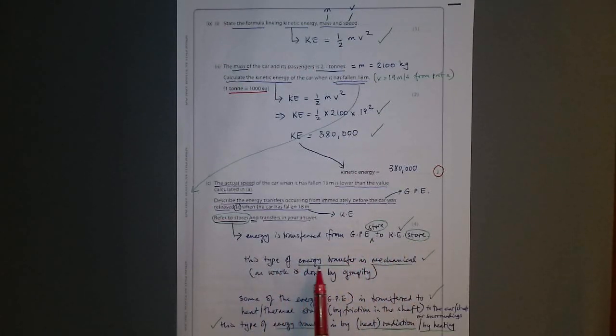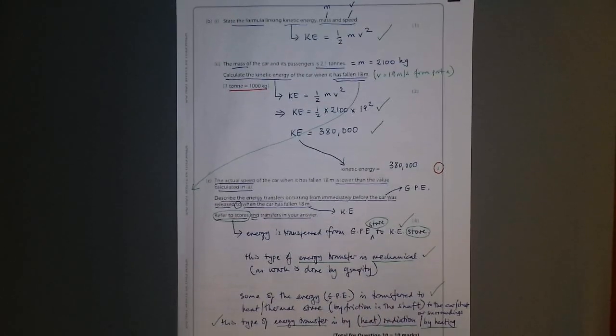This type of energy transfer is called mechanical energy transfer because work is being done. This time the work is being done by the gravitational field of the Earth. Okay, but it's still work, physical work is done. When physical work is done, we call it mechanical energy transfer.